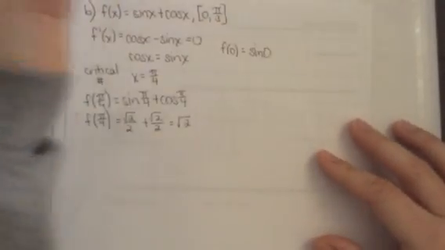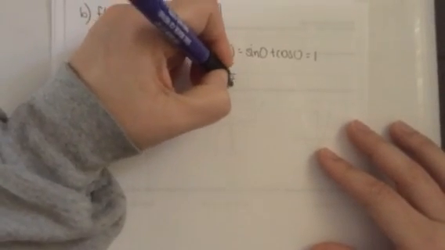Step two says find the function values of the endpoints. So I'm going to plug 0 in. Original function, not derivative. Sine of 0 is 0. Cosine of 0 is 1. And then pi over 3.